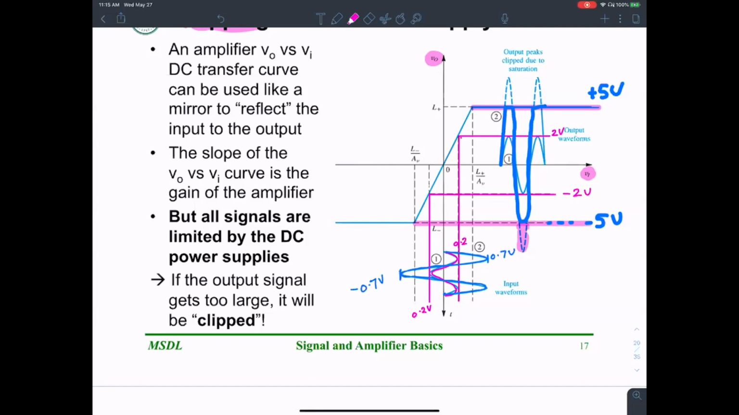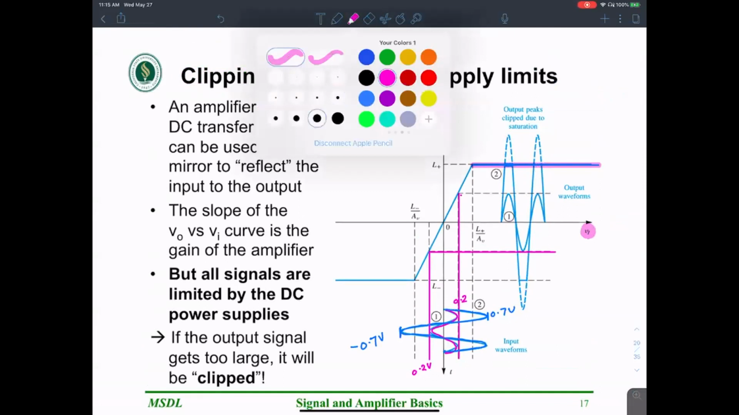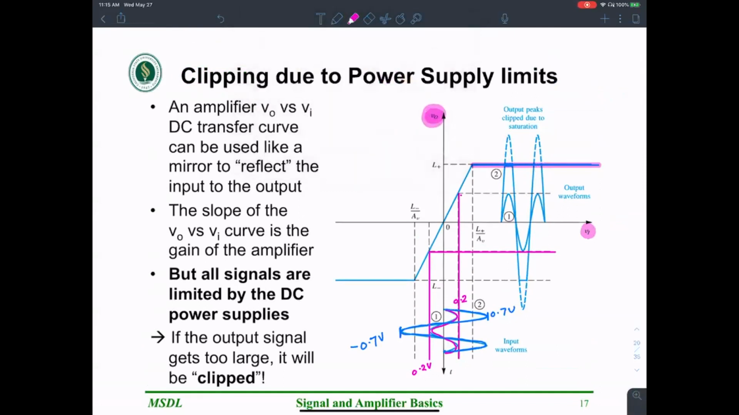Okay, so an amplifier VO versus VI, DC transfer curve. So this is the idea of DC transfer curve. Let me clean this up a little bit. So this idea of expressing the input voltage on the x-axis, and the output voltage on the y-axis, and trying to understand the relationship between input and output is called the transfer curve.